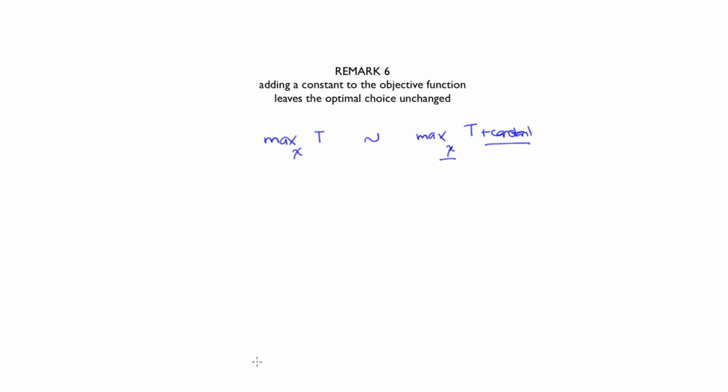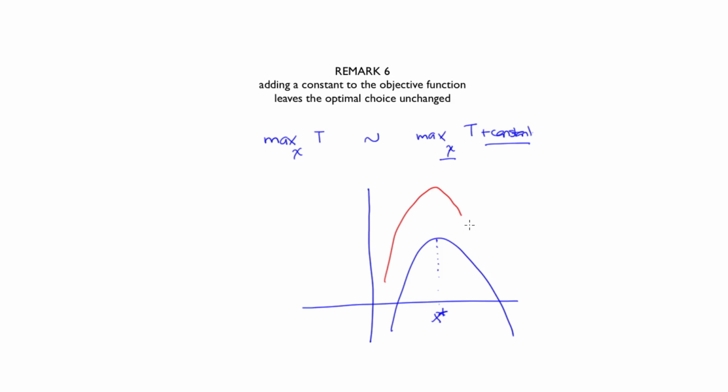There is a simple intuition to see why this is the case, which is the following. Suppose that you have a function, let's say like this, a function t that gets its maximum at x star. Think about what a constant does. It basically just shifts the function up in parallel, which doesn't change the location of the optimal point.